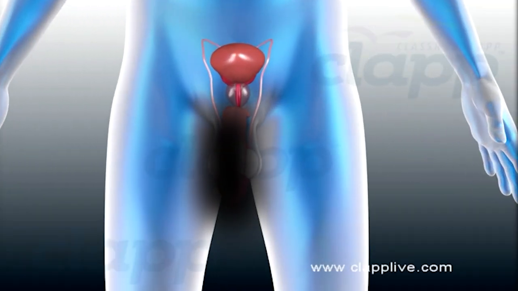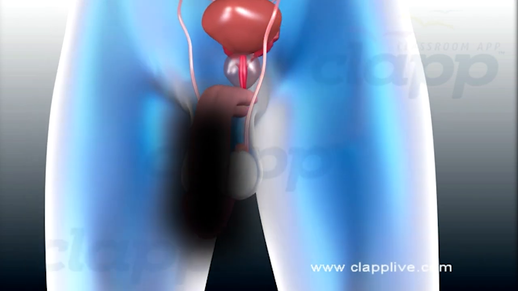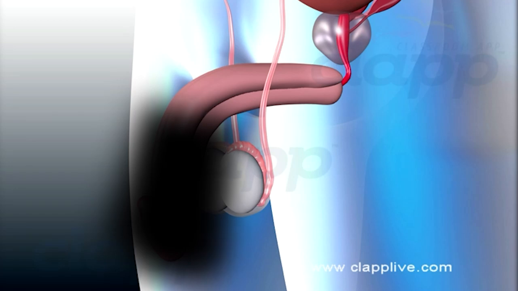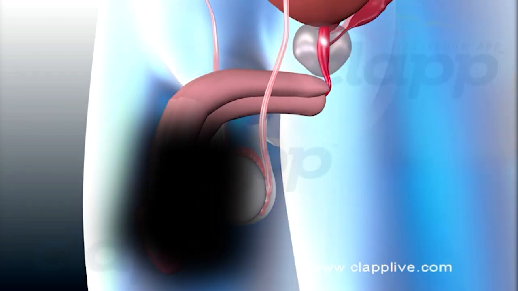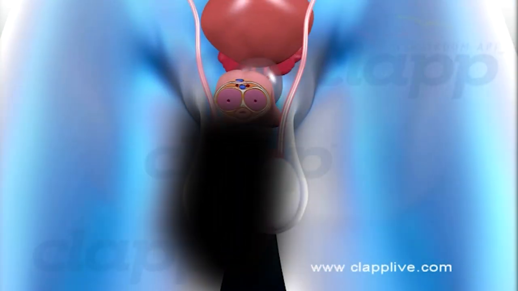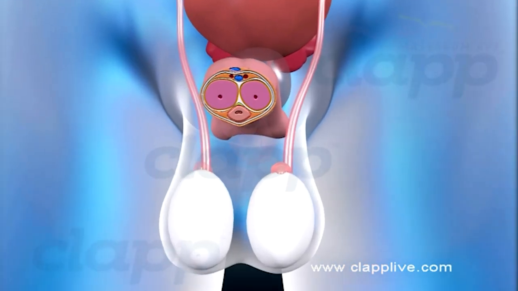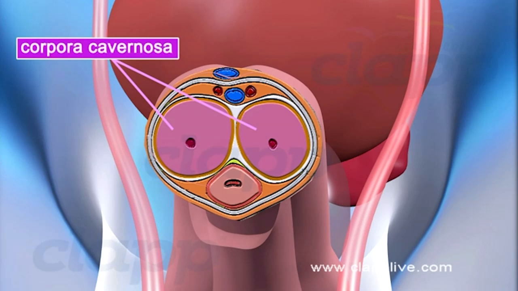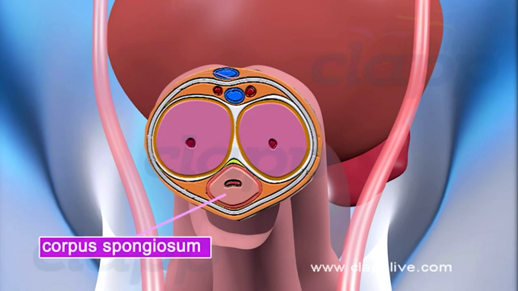External genitalia. Penis. The penis is the copulatory organ of man. It is a cylindrical organ suspended in the front of the scrotum. The interior of the penis is formed of 3 cylindrical cords of erectile spongy tissues. 2 of these cords are called corpora cavernosa and are thicker and located on the right and left sides of the penis. The third cord, corpus spongiosum, encloses the urethra.